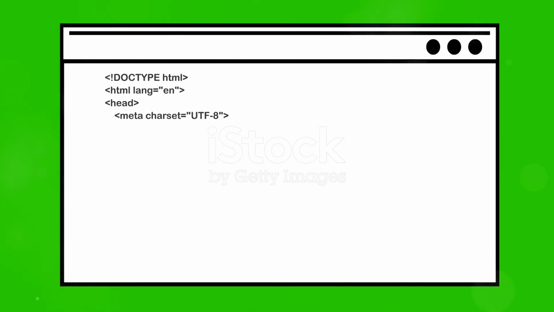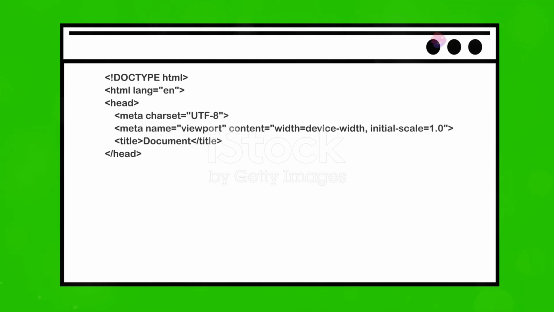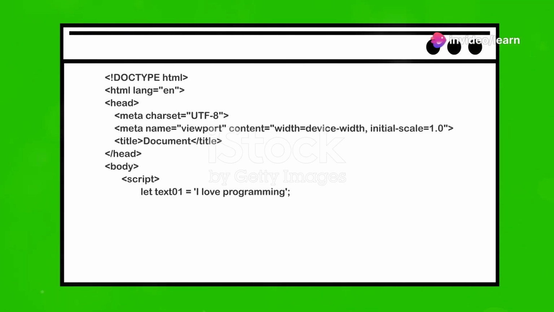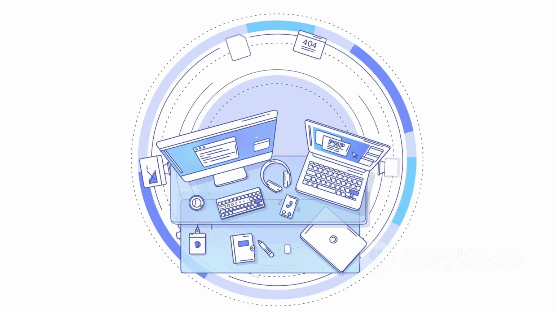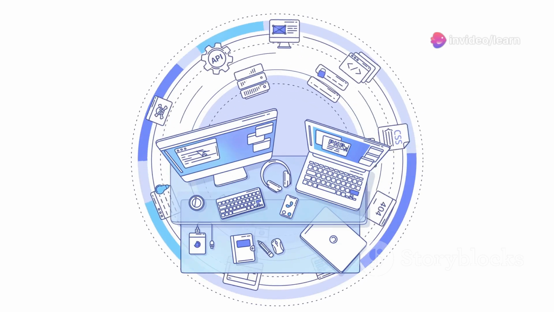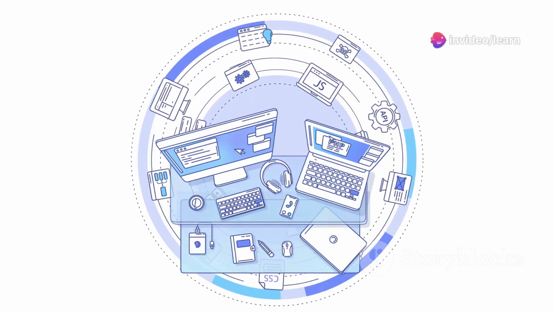Section 6. Linking style sheets and scripts. The head section also allows you to link external style sheets and scripts to your HTML document. Style sheets control the visual presentation of your web page, while scripts add interactivity and dynamic behavior. To link an external style sheet, you use the link tag within the head section. The link tag has attributes such as rel, which specifies the relationship between the HTML document and the linked resource, and href, which specifies the URL of the style sheet.